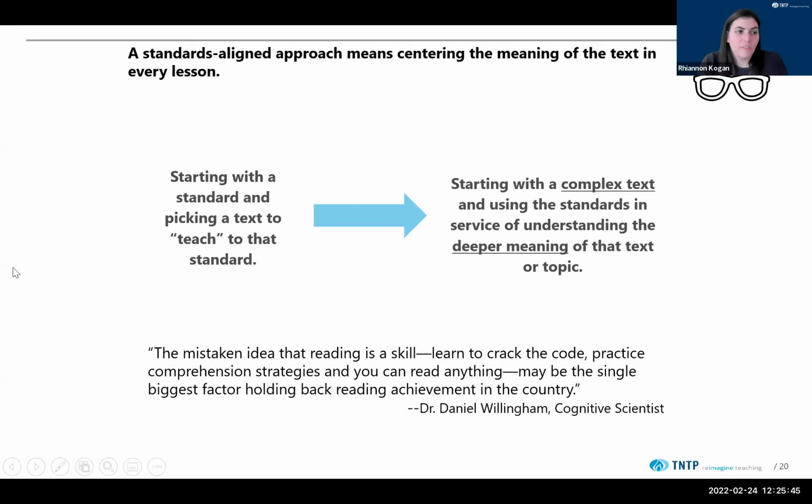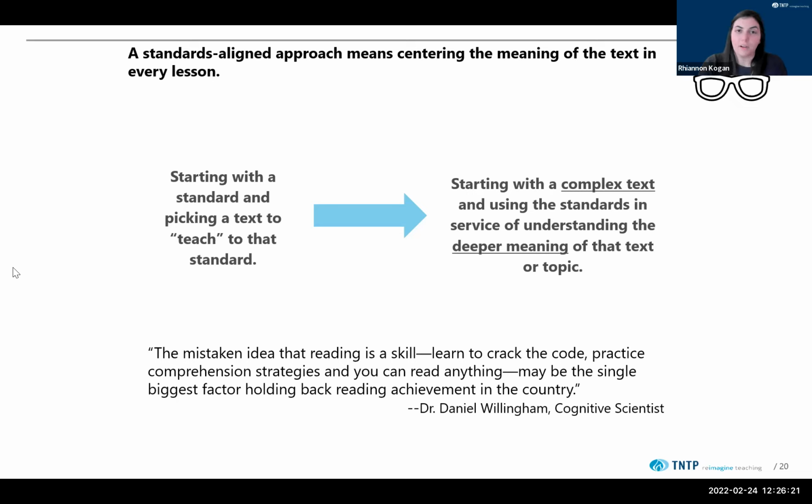Great. And so in the 4 essential practices in ELA, you likely notice the emphasis on complex grade appropriate text. The foundation of strong literacy instruction is complex text, not standard specific skills. So if we look at the quote at the bottom of the slide that says, "The mistaken idea that reading is a skill, learn to crack the code, practice comprehension strategies, and you can read anything, may be the single biggest factor holding back reading achievement in the country," Dr. Daniel Willingham. It's important to highlight a few things here.